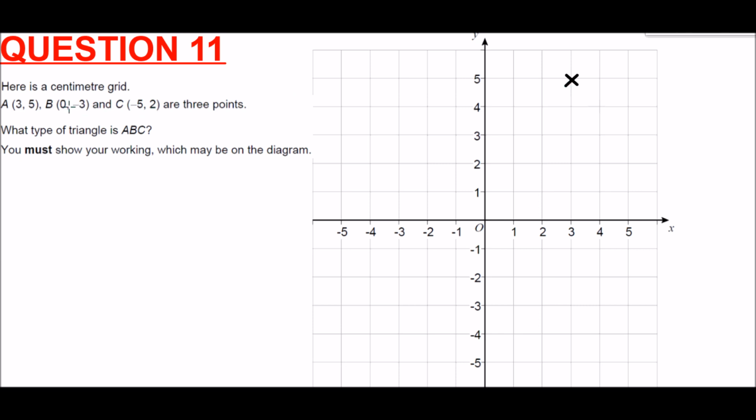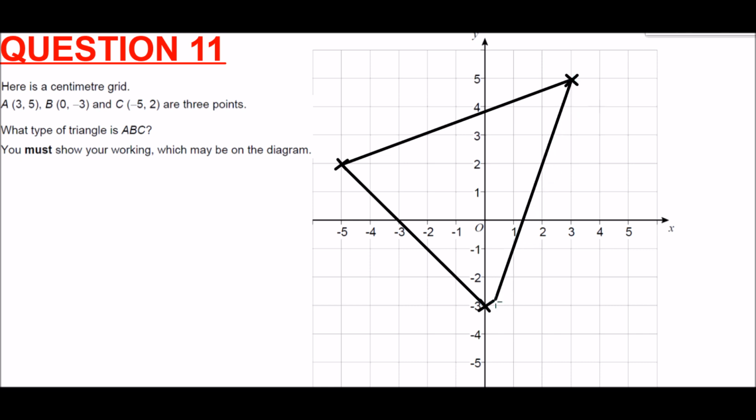Point B, none along, minus 3 means 3 down. So point B is here. And finally C, minus 5 means 5 to the left, 2 squares up. So what we need to do here is connect the points to make a triangle. So from here, join this one to that one. And finally, join here as so.